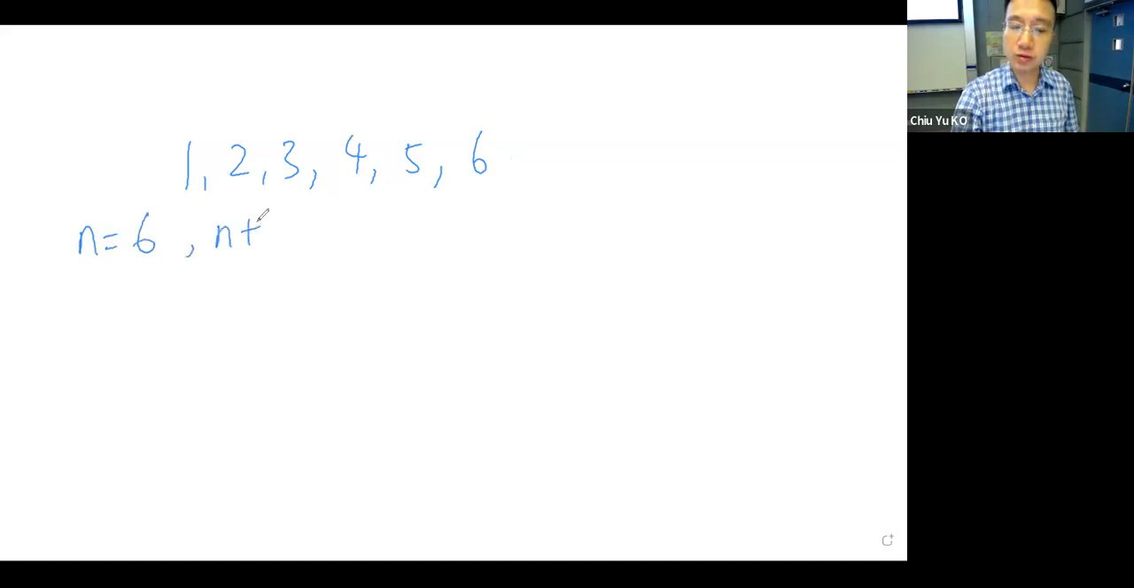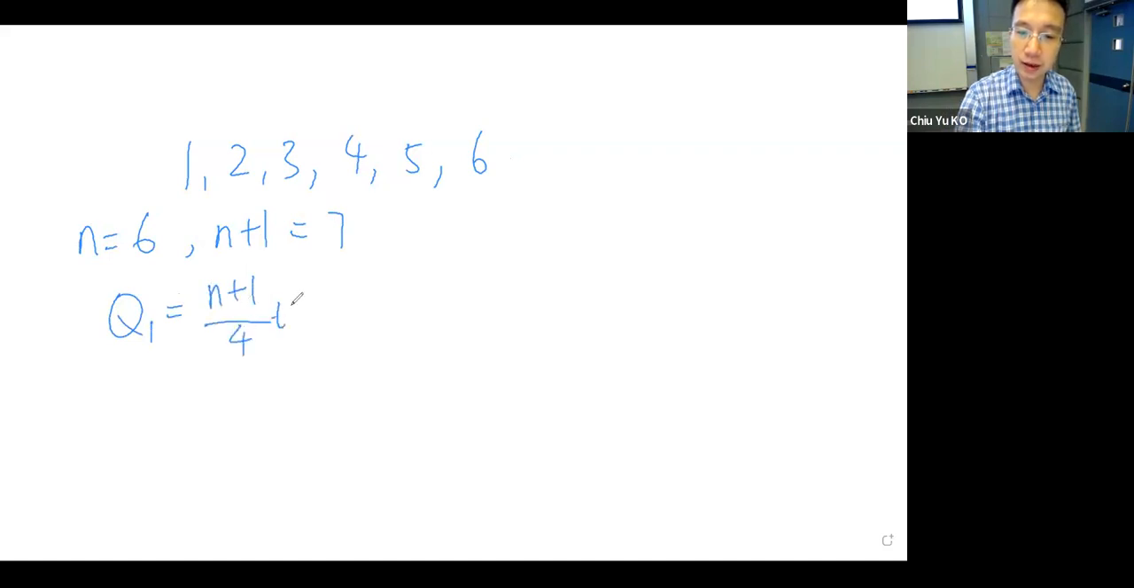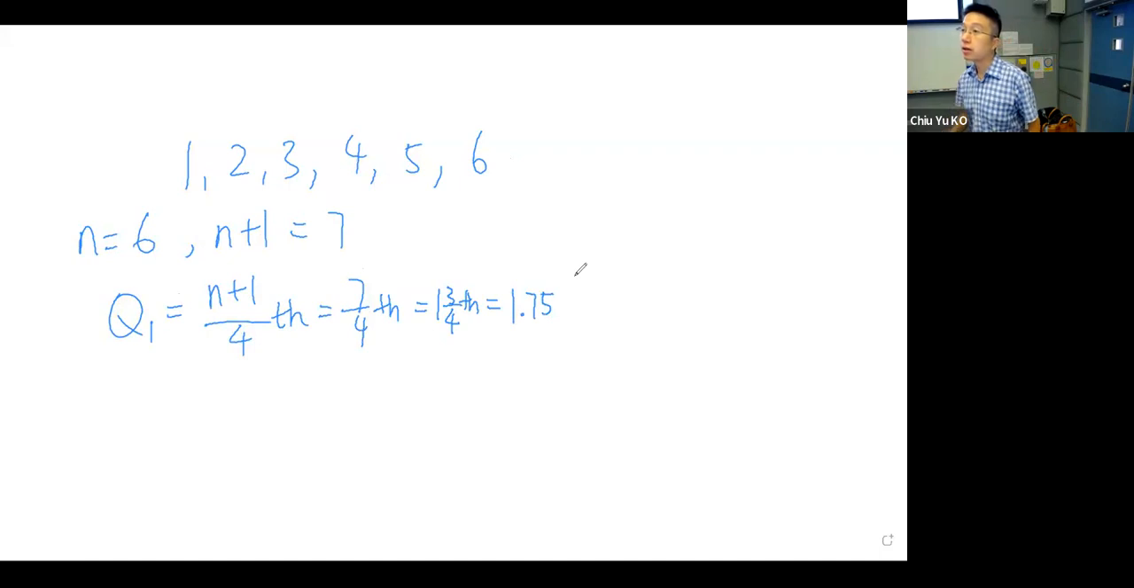Is that clear? So n plus 1 is 7. So Q1, remember the formula, is n plus 1 over 4th data. n plus 1 over 4 is 7 over 4th. If you do it, it is 1 and 3/4, or you want 1.75. I think that should be right. Okay, so how are you going to do it?